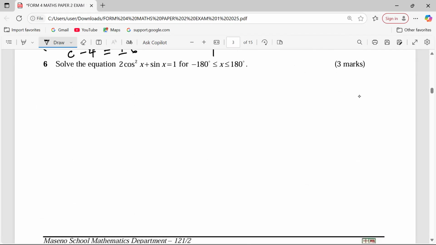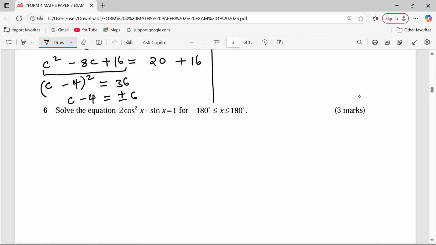At number 6 now. Solve the equation 2 cosine squared of x plus the sine of x equals 1. The range is negative 180 all the way to positive 180. So let's now check how this trigonometric equation is going to be solved.